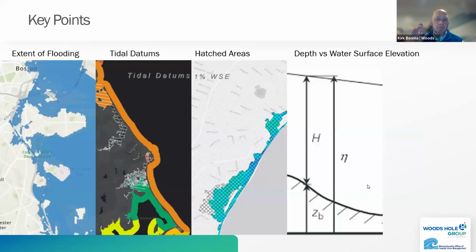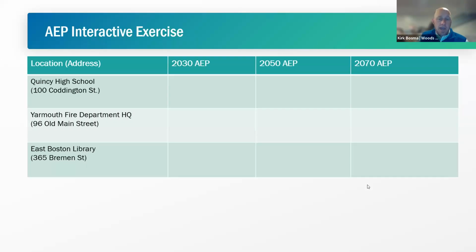And then the key thing, depth versus water surface elevation. You can calculate depth from water surface elevation. You cannot do the reverse. Don't take your depth and try to calculate your water surface elevation. We provide water surface elevation for you for that exact reason. Okay, so that was going over the level 1 and level 2 data.